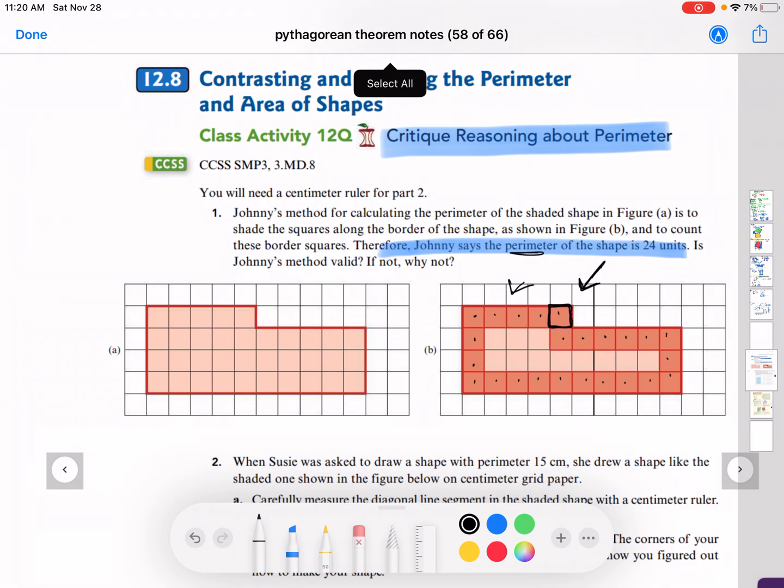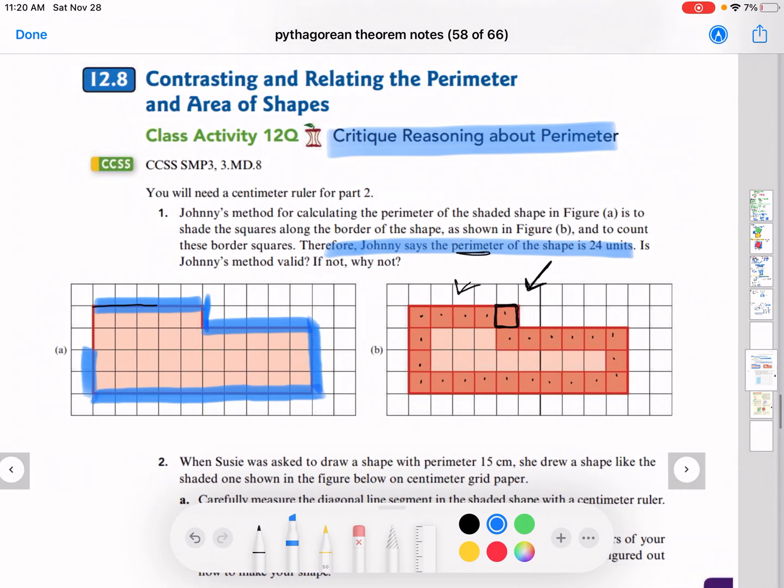If we were to actually see this perimeter, let's count it out: 1, 2, 3, 4, 5. Down 1 is 6, 7, 8, 9, and so on up to 28. So we can actually see the perimeter would be 28 if we count up the whole length all the way around the outside. Perimeter is a length. It is not an area.